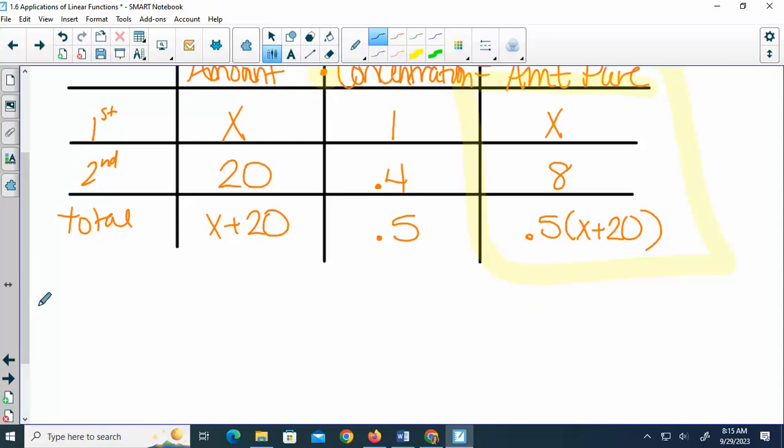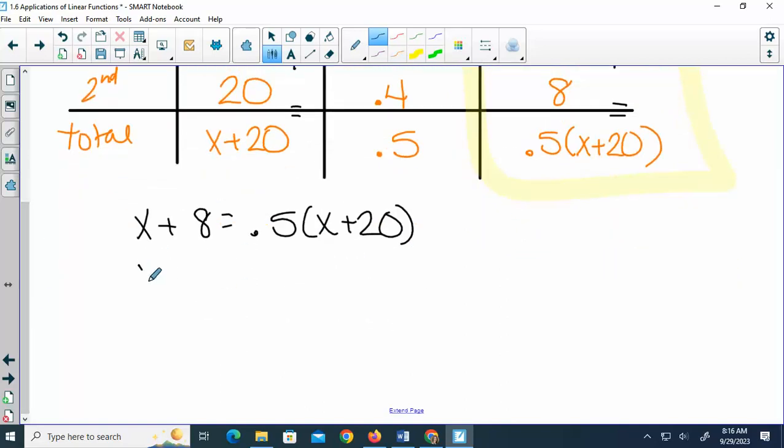What we're saying is, in the first thing I put in X liters of pure alcohol, and the second one I had 8, and my total was this. So what should my equation be? 8 plus X, yeah. So just like here, to get our total, we added the first and the second to equal the total. It's the same thing here. The amount from the first one plus the amount from the second one would equal our total amount. And now we just solve this equation.